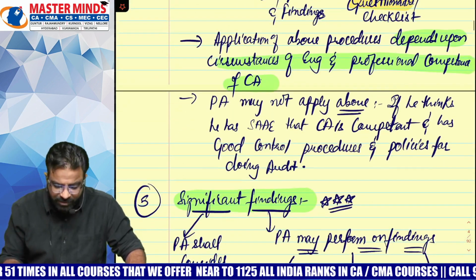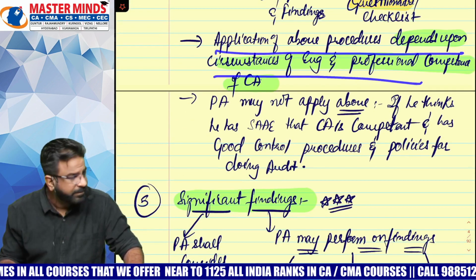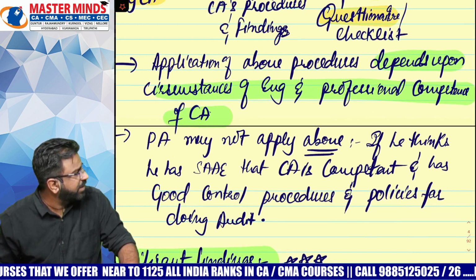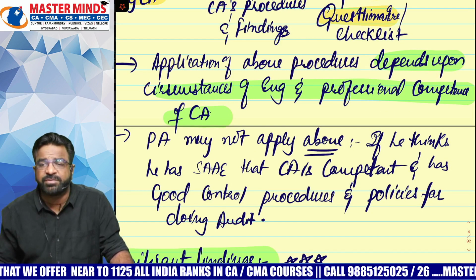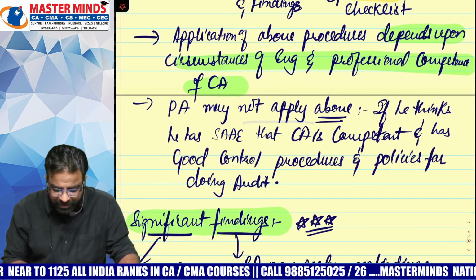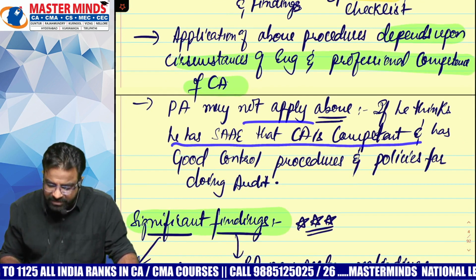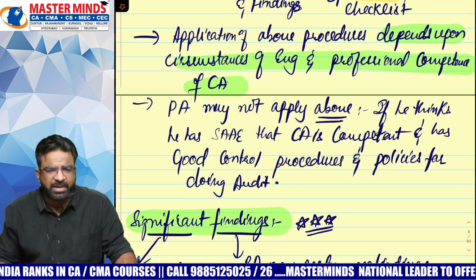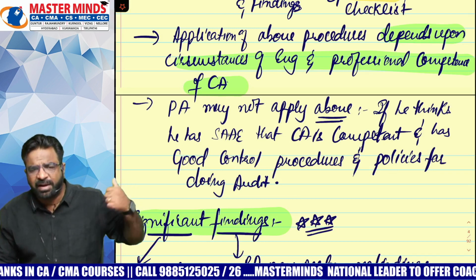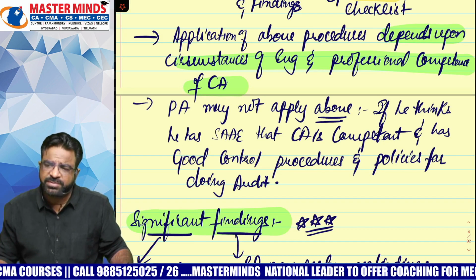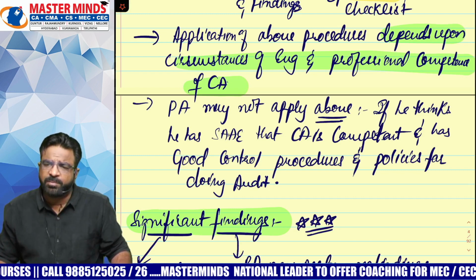So that is what this point comes. Read this point again. Application of the above procedure depends upon the circumstances of engagement and professional competence of the which auditor? Competent auditor. PA may not apply above if he thinks that his SAE, that CA is a competent and has good control procedure and policies for what? Doing audit. Let's say for example, few years back, I had a work with her and I know her QCPPs. What is QCPPs? Quality control in policies and procedure.